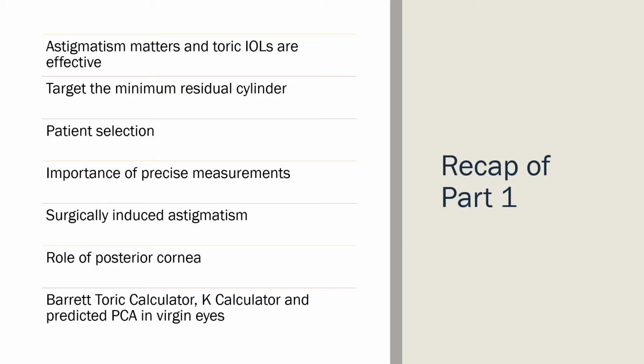Just a quick recap of part 1. We covered why astigmatism matters and showed that toric IOLs are an effective treatment option. We should be aiming to target the minimum residual cylinder, and we discussed patient selection, particularly when you're starting out with torics. The importance of precise measurements was emphasised, as was the role of SIA and the posterior cornea. We looked at various calculation methods and formulae and concluded that currently the Barrett toric calculator, along with the integrated K calculator and predicted posterior corneal astigmatism, offers the best outcomes in virgin eyes.